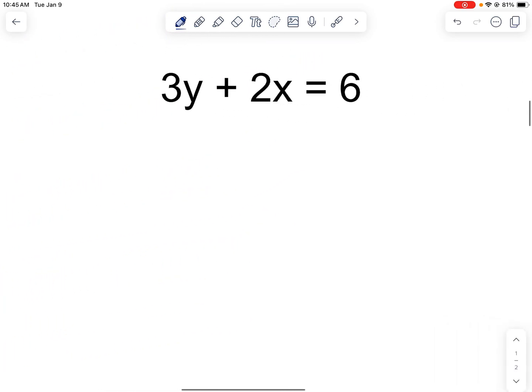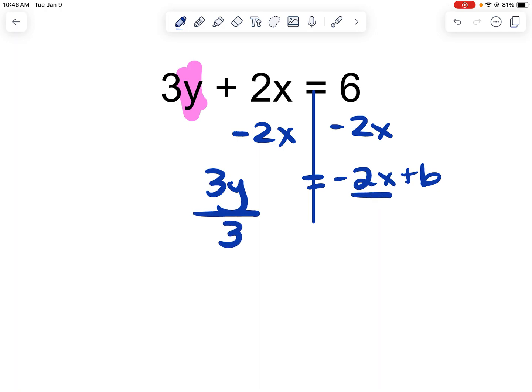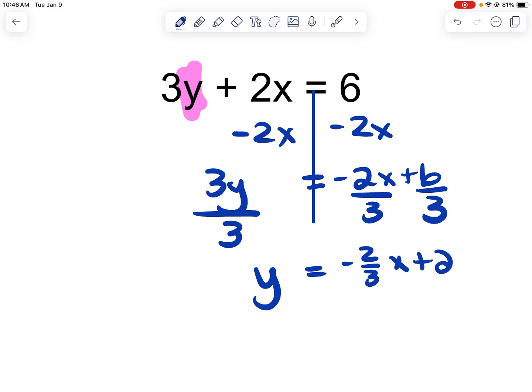Okay, so this next one, we do the exact same thing, except for this time, the y is sitting in a different spot. It's okay that it's sitting in a different spot. We still need to move this 2x to the other side. The opposite of 2x is negative 2x. I bring down my 3y, my equal sign, and then I have negative 2x plus 6. Then I'm going to divide each one of these by the coefficient of y, and I get y equals negative 2/3 x plus 2.